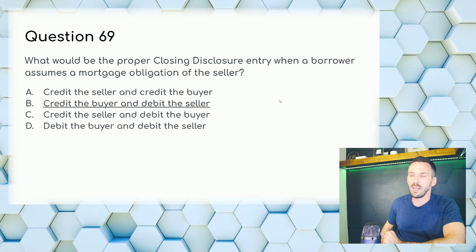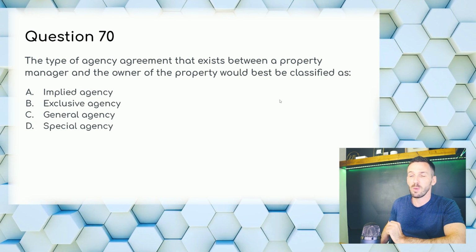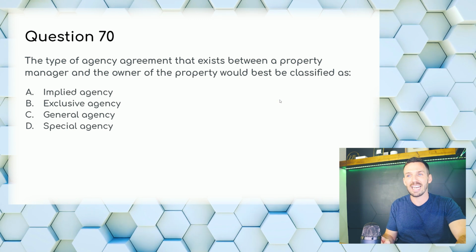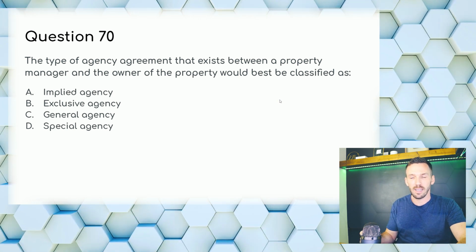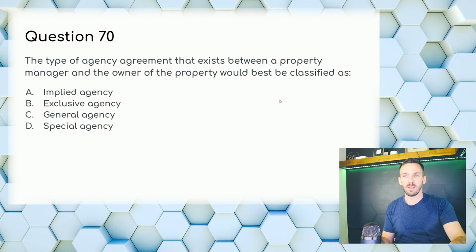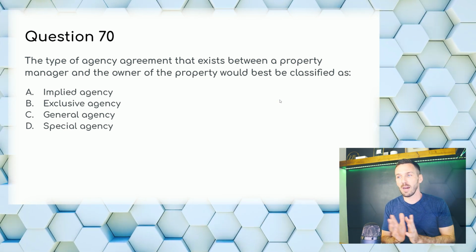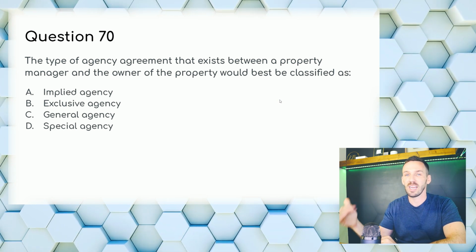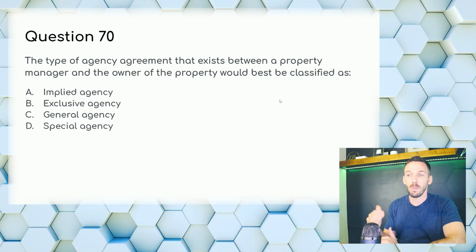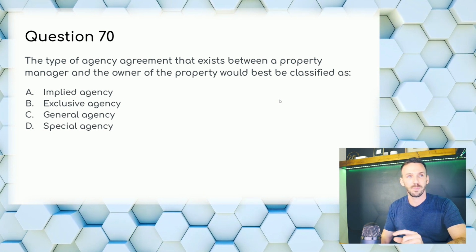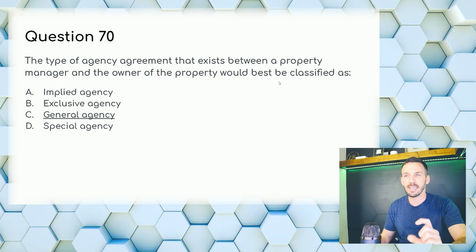Question 70. The type of agency agreement that exists between a property manager and the owner of the property would best be classified as A. implied agency, B. exclusive agency, C. general agency, or D. special agency. So if you've followed along with all my chapters, we mentioned this probably 4 or 5 times. Realtors are special agents, so cross off D. Property managers are general agents. They have some power. Answer here is C.